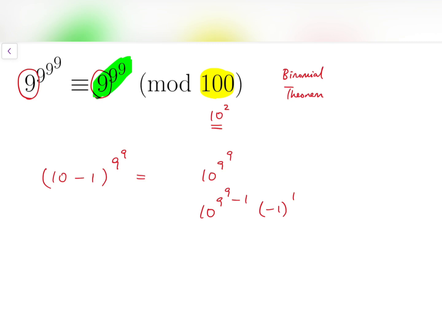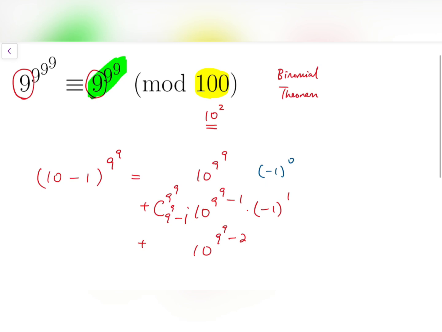So in fact, there is something like minus 1 to the power 0 here, but that can be ignored because it's just simply 1. And next to these products of powers, we have to add the binomial coefficient, and that depends on the exponent of one of the powers. So for this, I'm going to choose 9 to the power 9 choose 1, and multiply that, and we keep going. In the next one, the exponent of 10 goes down by 1 again, while the exponent of minus 1 goes up, and the binomial coefficient becomes 9 to the power 9 choose 2.